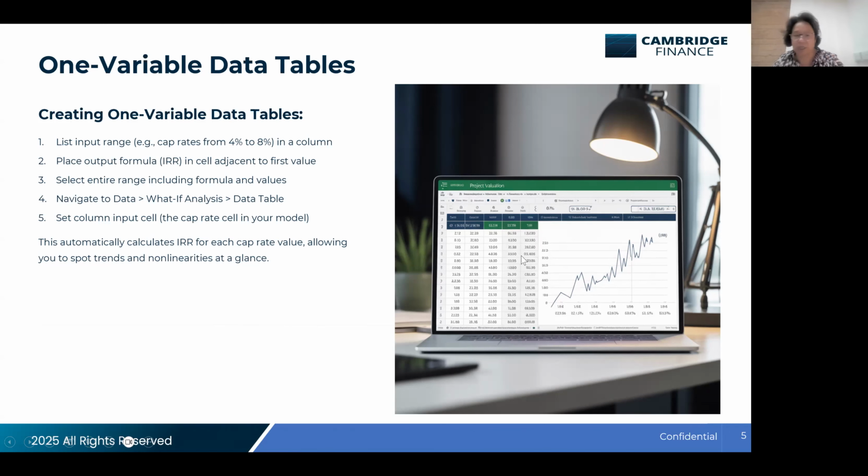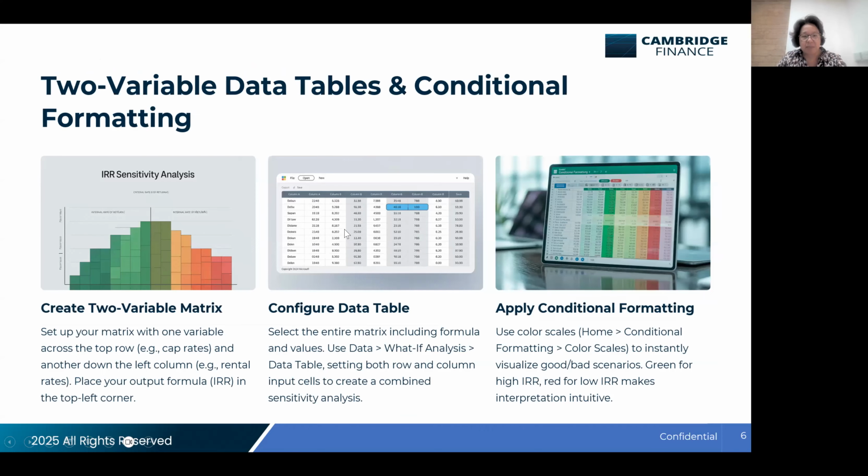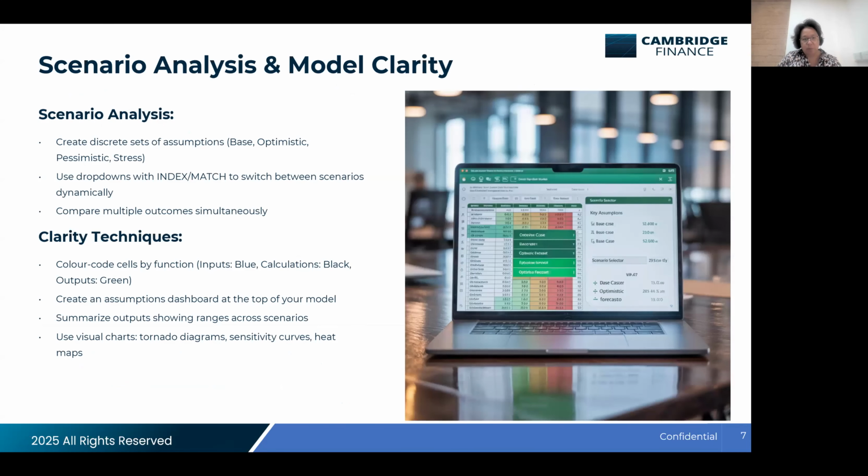And then let me just check how I'm doing with time. And then we're going to do a two variable data table and conditional formatting as well. Okay. And then we're also going to do the scenario analysis and model clarity. When we're talking about scenario analysis, I'll mention that there is a scenario analysis in Excel that we shouldn't be using, okay? But I just want to make sure that you understand that.